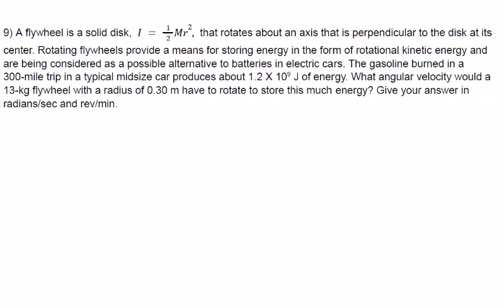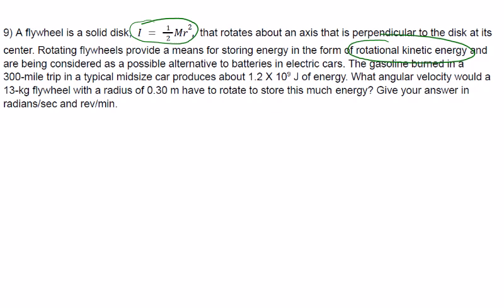Okay, in this interesting one, we're really dealing with kinetic energy. It has a flywheel, and they give us the I for the flywheel, 1/2 mr squared, so it must be a solid disk. We know that solid disks have that 1/2 for the K value. It rotates about an axis that's perpendicular to the disk. That's not really important. Basically, they're talking about flywheels being used to store energy in the form of rotational kinetic energy, or angular kinetic energy, as I should have said.